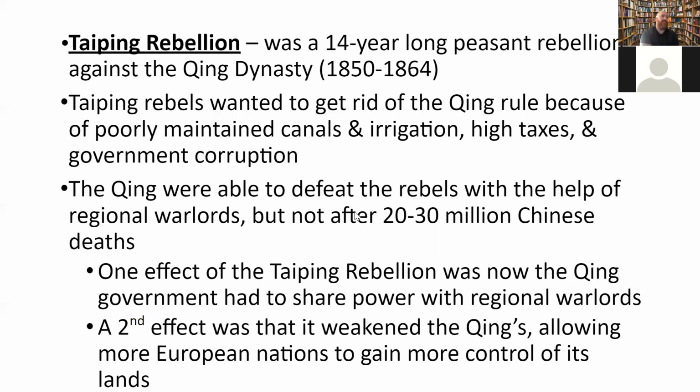Okay, so once again, you're looking at the Taiping Rebellion. This is another one of those things that's weakening the Qing dynasty, the Qing government. And so as you can see here, after the rebellion, the Qing dynasty has to share governing power with regional warlords, which of course divides that power. And even those warlords are going to want more. And so you have that effect.